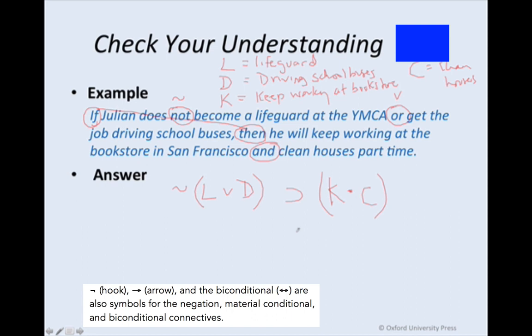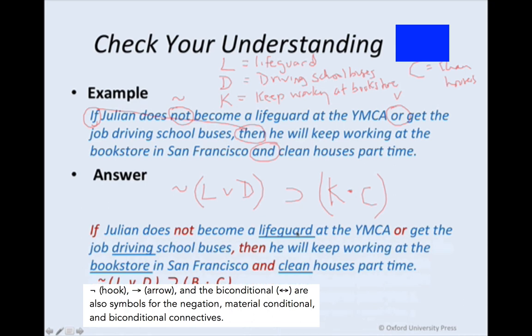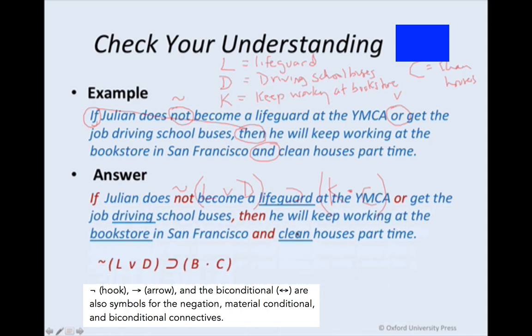Okay, let's see what we've got. And don't forget, it may be the case that there is a different capital letter notation for each of the simple sentences. So we've got negation, L disjunction D, horseshoe, B for keep working at the bookstore in San Francisco, and C for clean houses part-time.